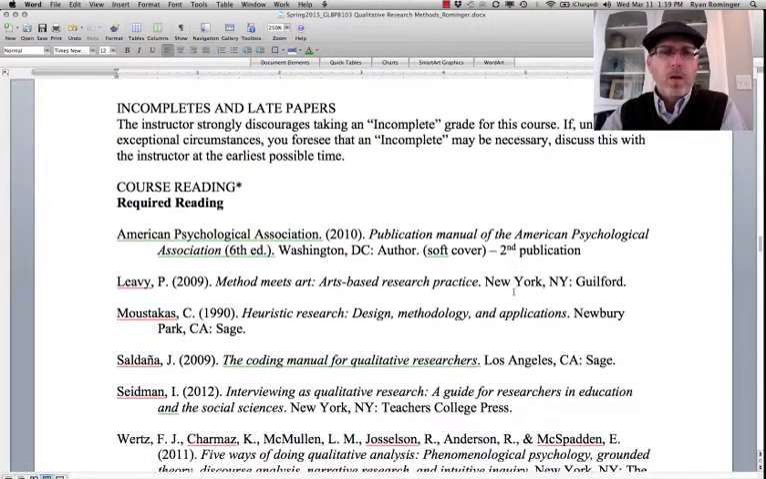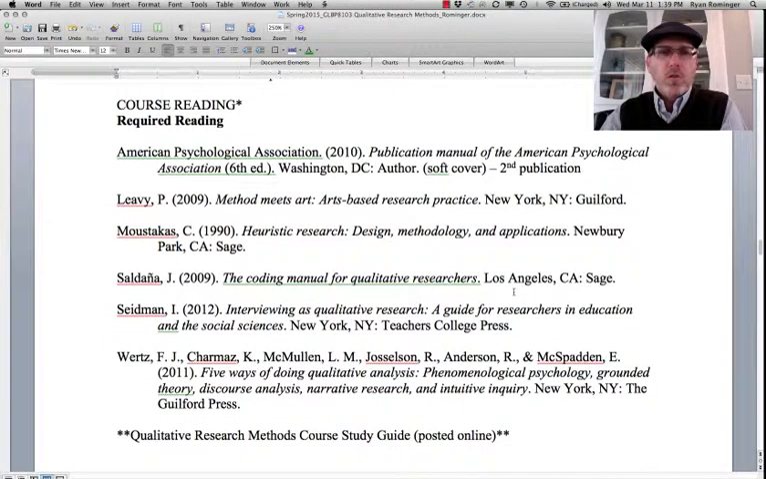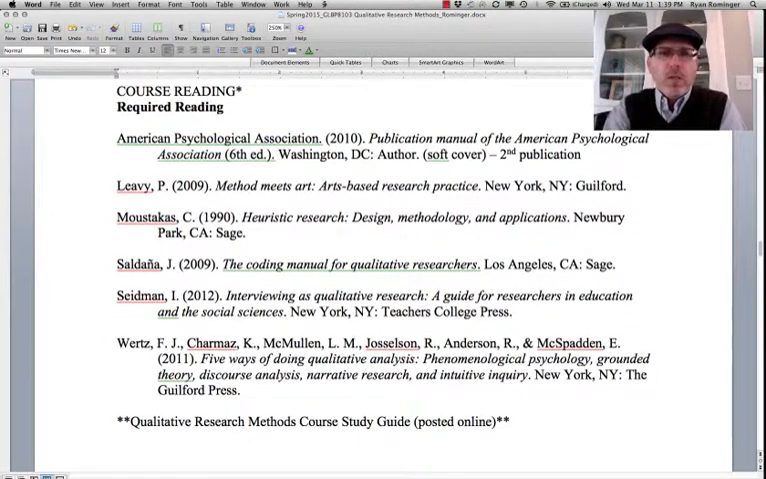Required reading for this course, obviously the Publication Manual, 6th edition. If you do have the first printing, I would recommend that you get the second printing. It corrects a lot of the errors that are in the first printing of the APA manual, 6th edition. The next book there is Patricia Leavy's Method Meets Art: Arts-Based Research Practice. On week 10, we're going to be discussing arts-based research. Moustakas, Heuristic Research: Design, Methodology, and Applications.